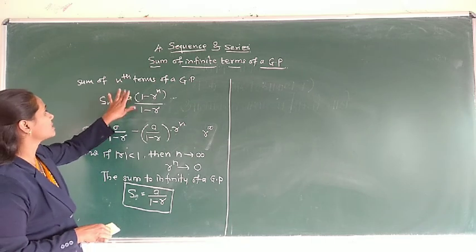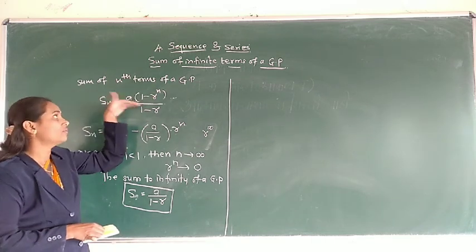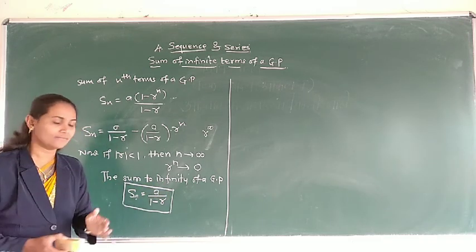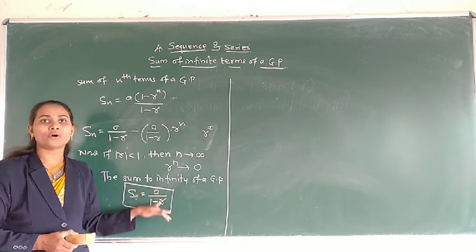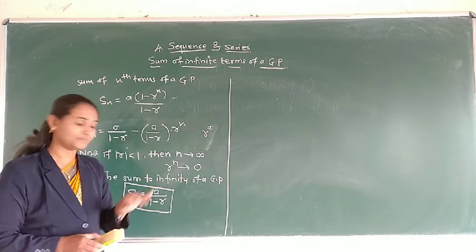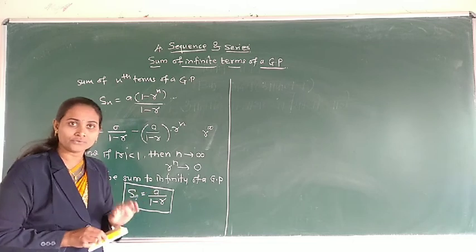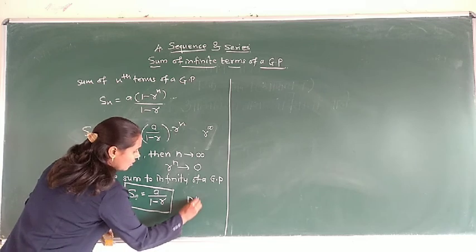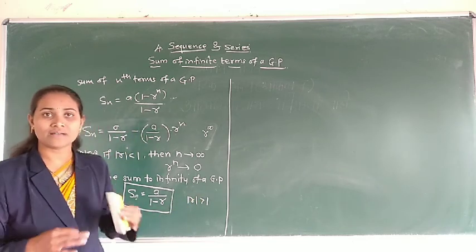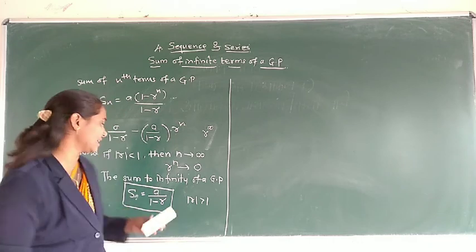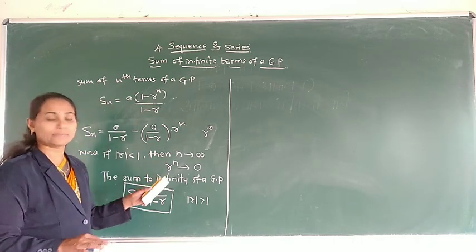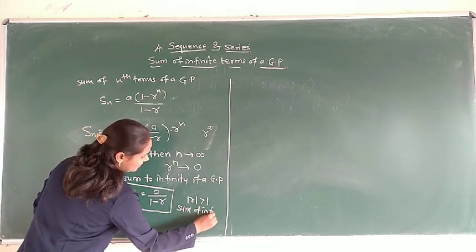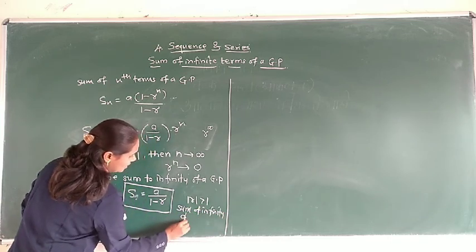This is the formula for sum of n terms of GP, and now we define a new formula, that is sum to infinity of GP, which is a very easy formula. S is equal to a upon 1 minus r. Remember that you will use this formula if mod r is less than 1, and if the value of mod r is greater than 1, this sum to infinity of a GP does not exist.